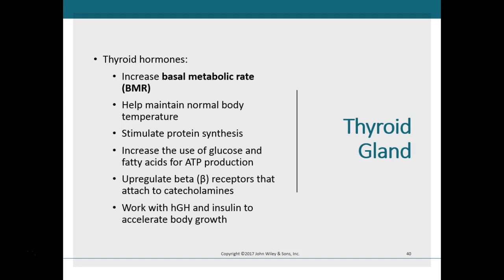Thyroid hormones have a permissive effect on catecholamines, epi and norepi. So the excess levels of the thyroid hormone include increasing heart rate, increasing the forcefulness of the heartbeat, and increasing blood pressure, because they cause epi and norepi to work even harder.